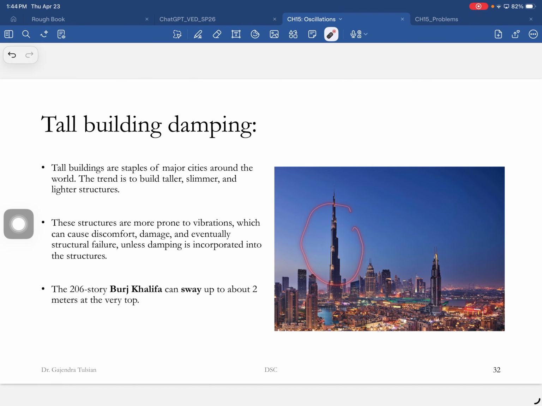So all these tall buildings, the taller you are, the greater the wind speed, and they experience winds. Do you want this to collapse like the Tacoma Narrows Bridge? No, of course not. And you have to put in damping. Even with damping, this guy can oscillate. The 206-story Burj Khalifa can sway up to 2 meters at the very top. This is a meter. Here's 2 meters, up to there.